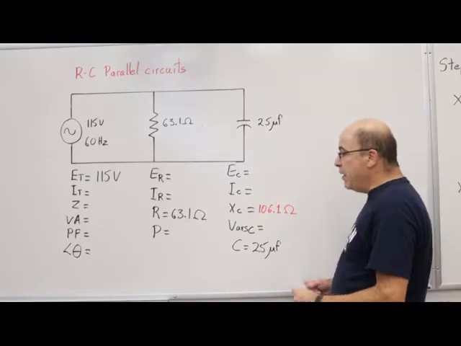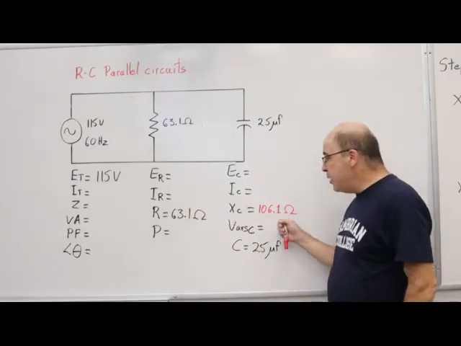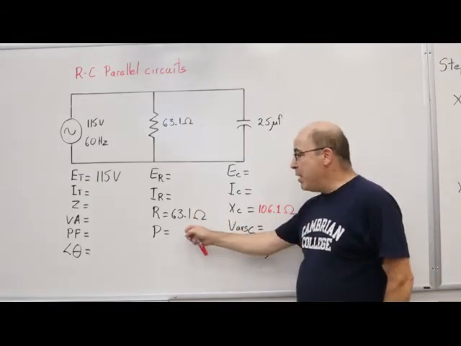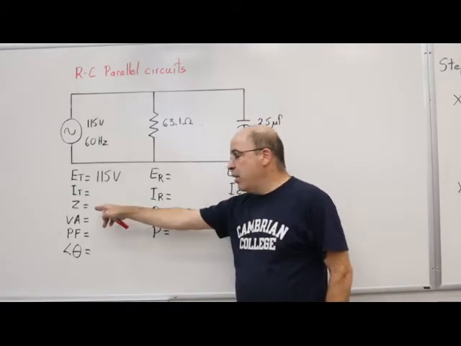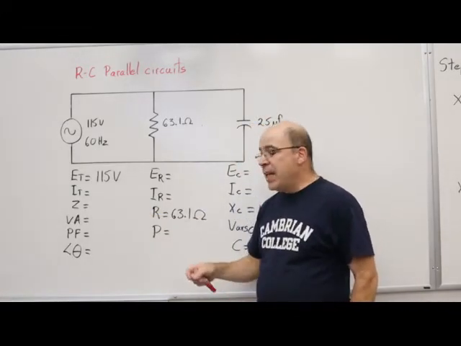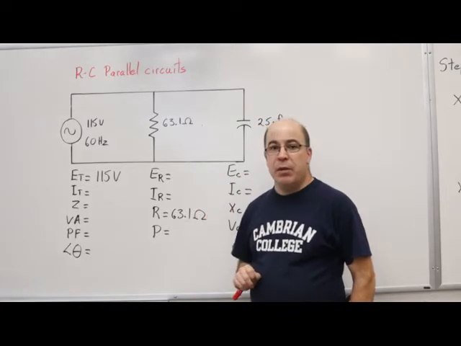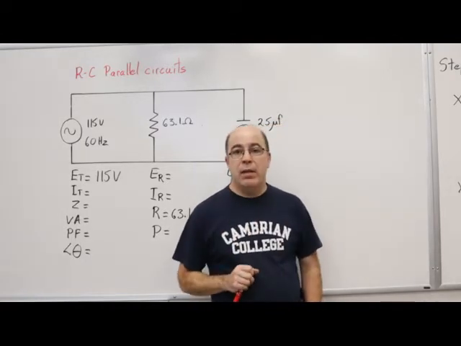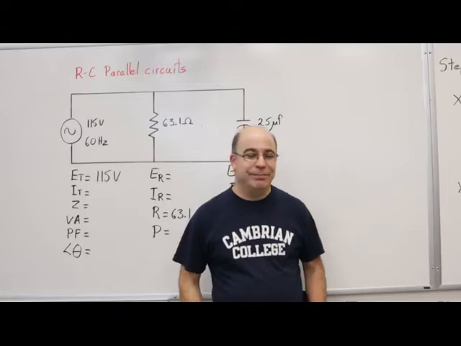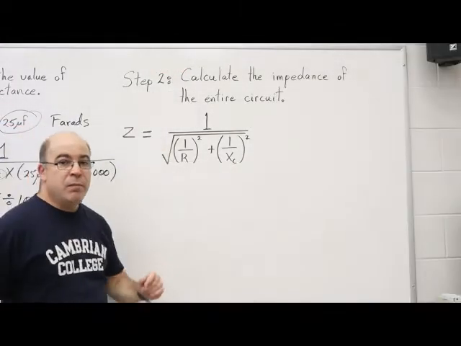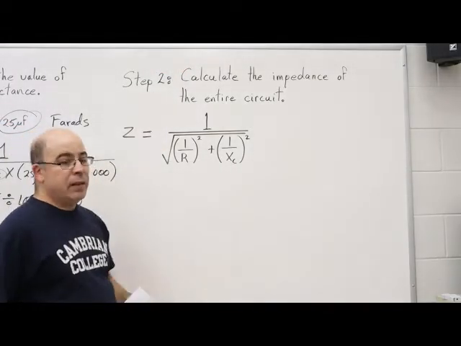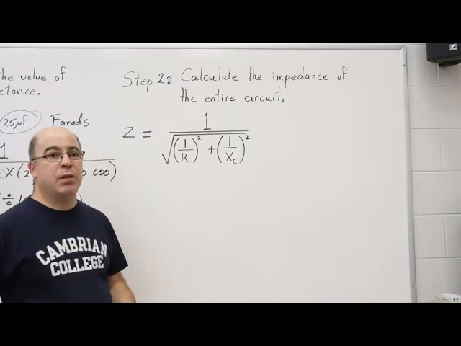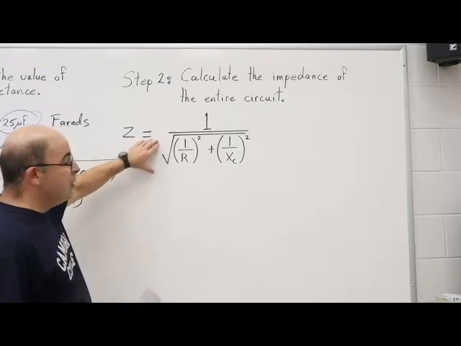Together with the given value of resistance, I can use capacitive reactance and resistance in order to calculate circuit impedance. So that's going to become step number 2. So I'm going to move down the board, and I'm going to just keep moving on. We've moved on to step 2, calculating the value of impedance for the entire circuit. Now, this brings us to this formula.